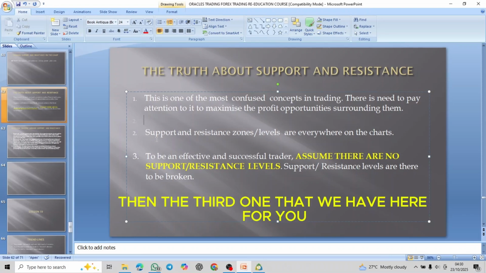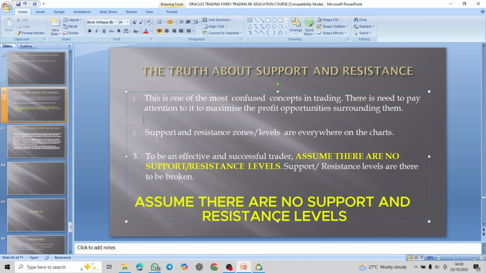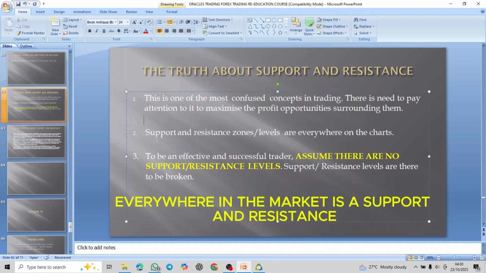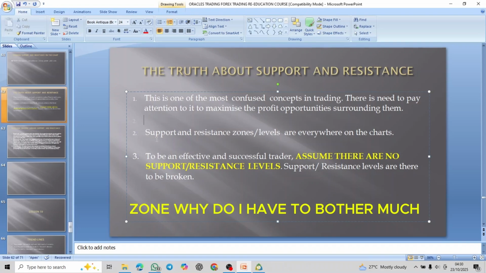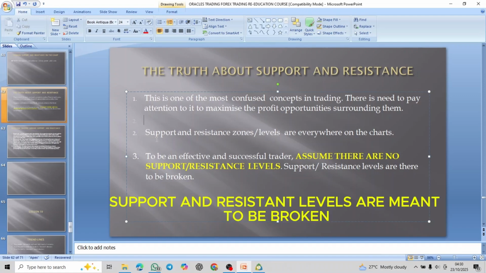Then the third one that we have here for you is that to be an effective and successful trader, assume there are no support and resistance levels. So if everywhere in the market is a support and resistance zone, why do I have to bother much? Support and resistance levels are meant to be broken.